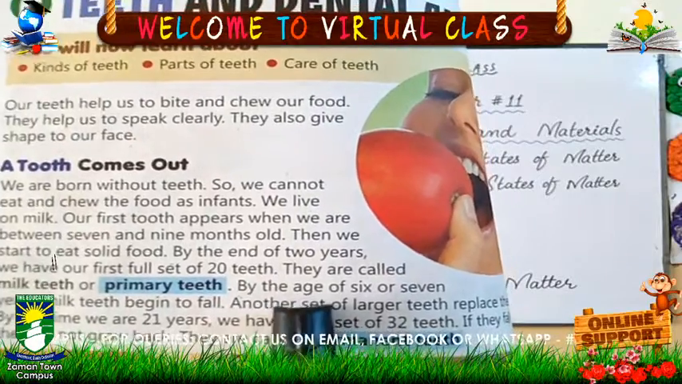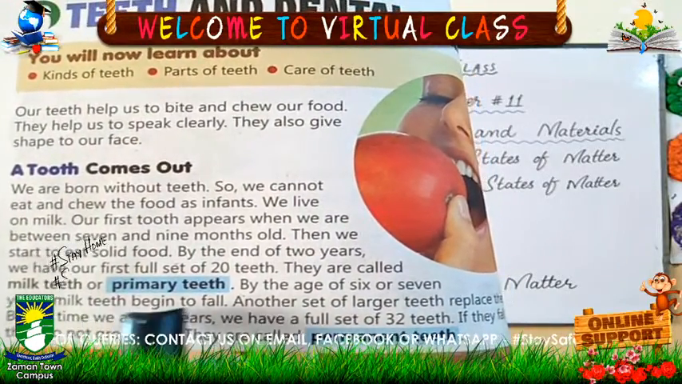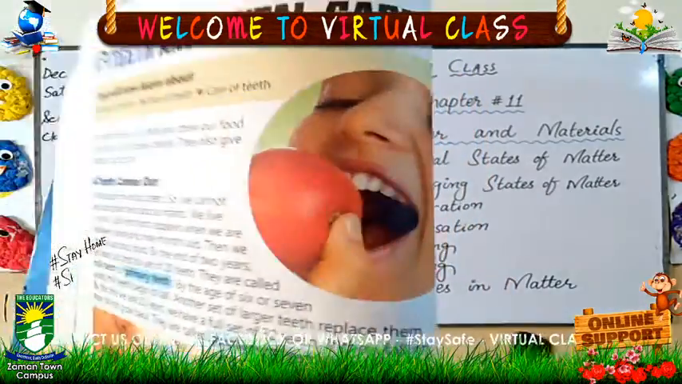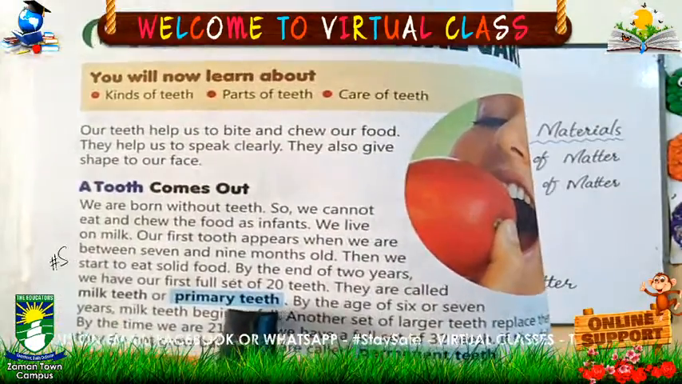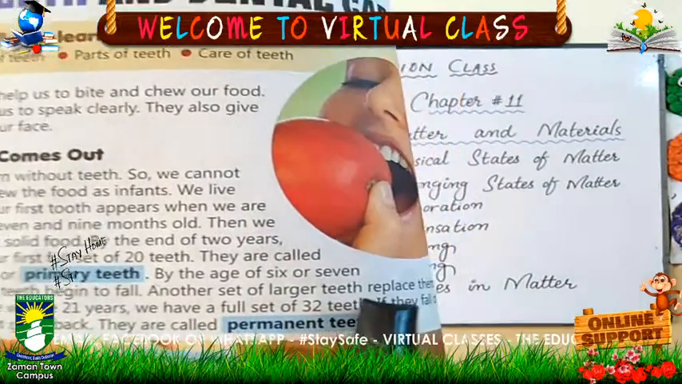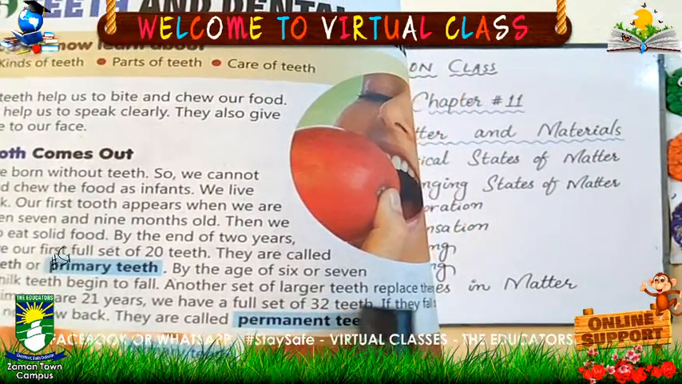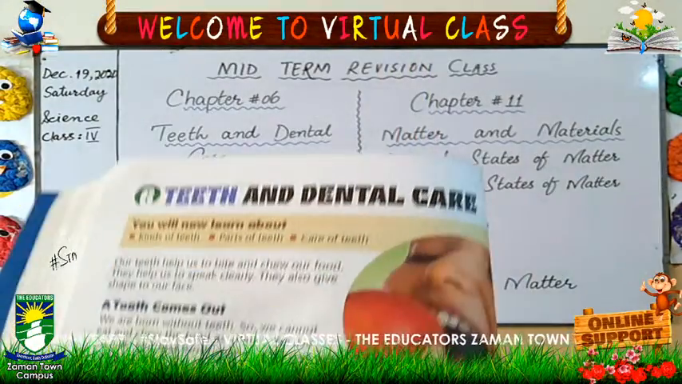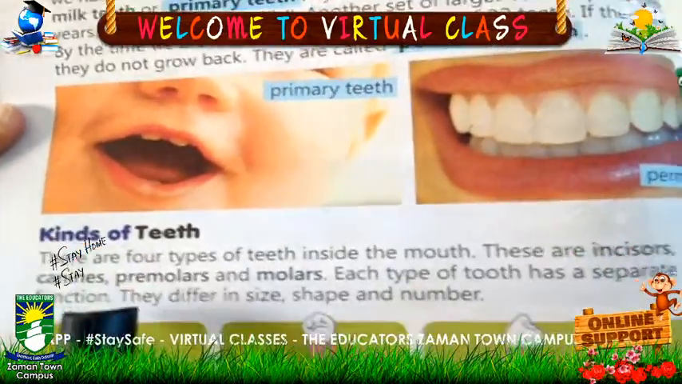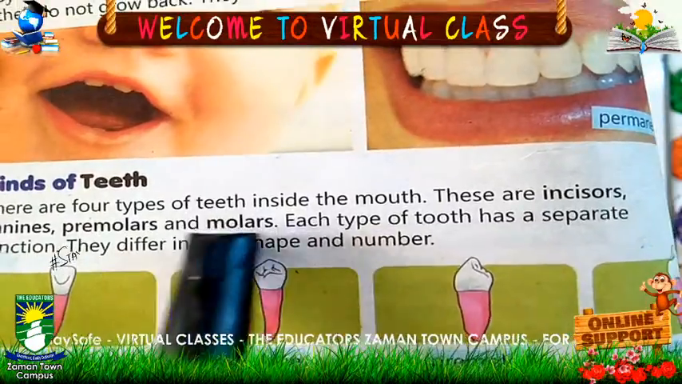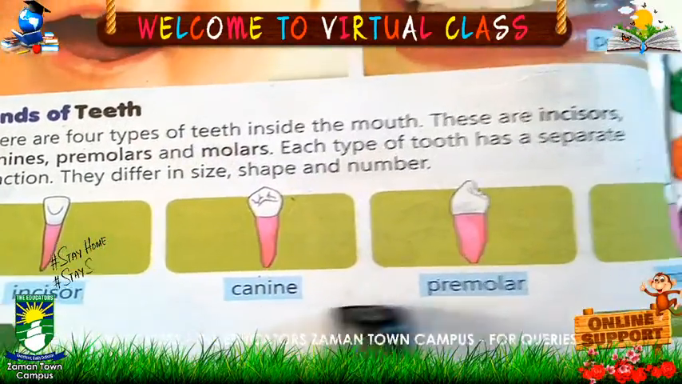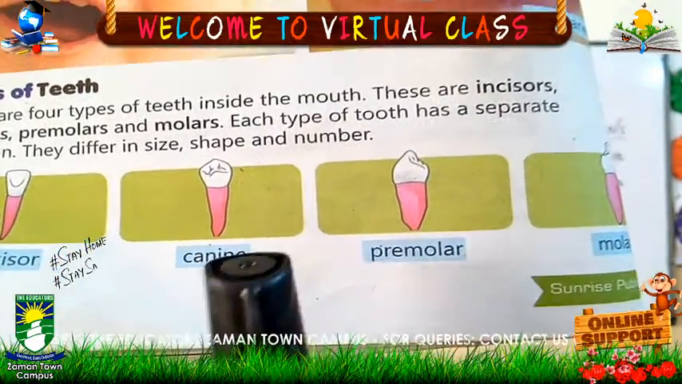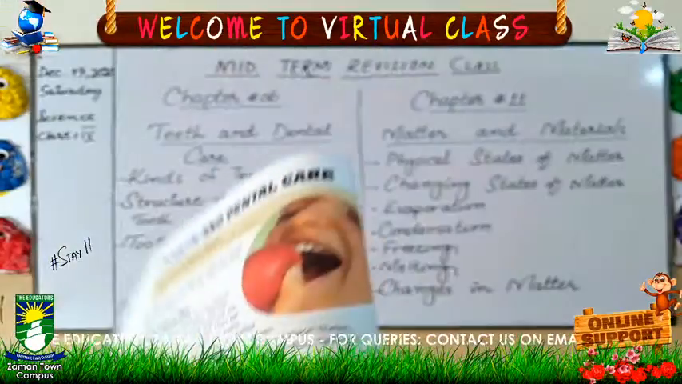By the age of 6 or 7 years, milk teeth begin to fall and another set of larger teeth replace them. When we are at the age of 21, we have a full set of 32 teeth. How many teeth are there in a set of permanent teeth? 32 teeth. And you can look here at kinds of teeth. There are four main types of teeth inside the mouth: incisors, canines, premolars and molars, and they differ in size, shape and numbers. You can see here. Now come to the next page.